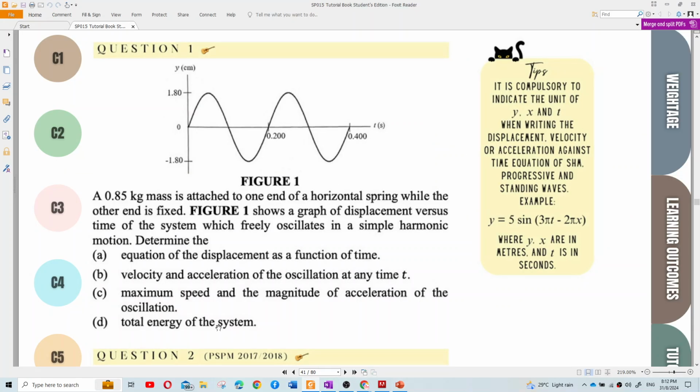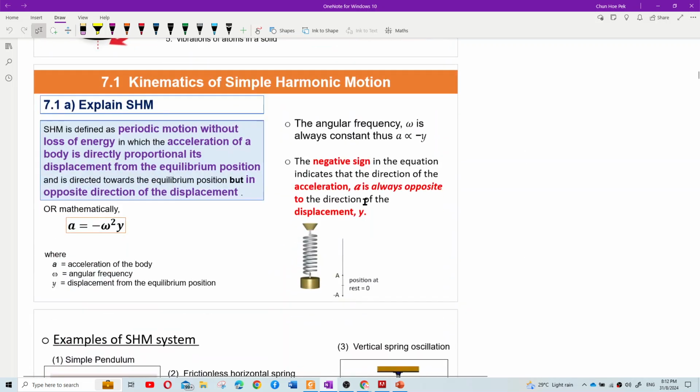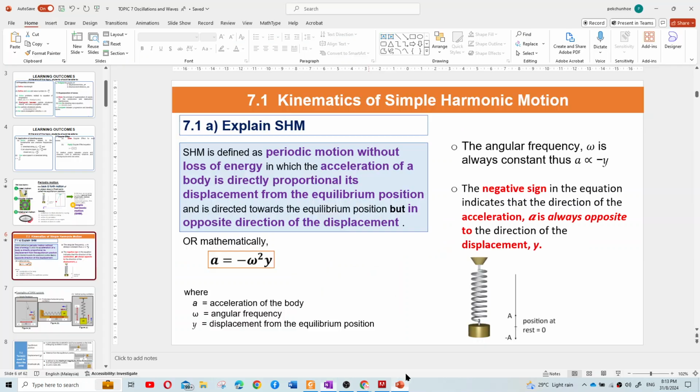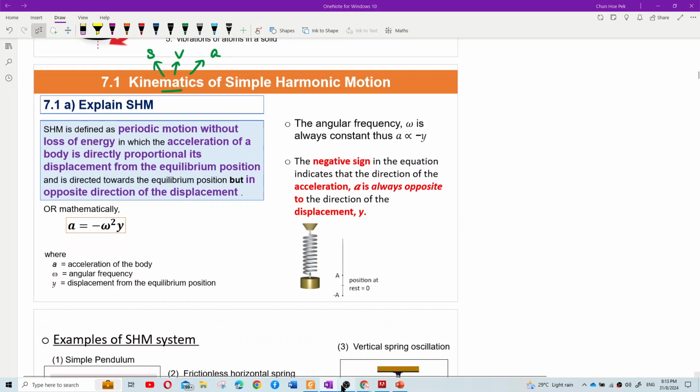Kinematics is learning about displacement, velocity, and acceleration. These are kinematics. Understand? Displacement, velocity, and acceleration in simple harmonic motion. All right, so we can go to here. I'm recording, right? Yeah, just want to double check.